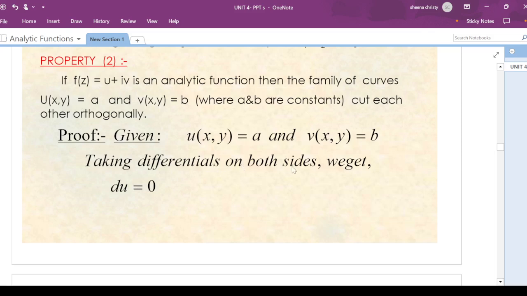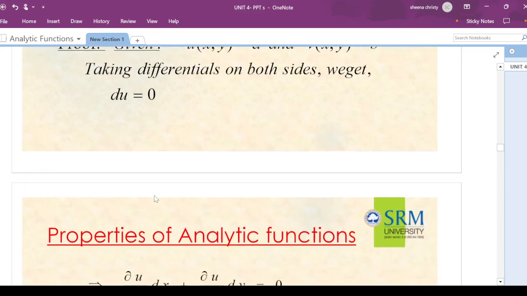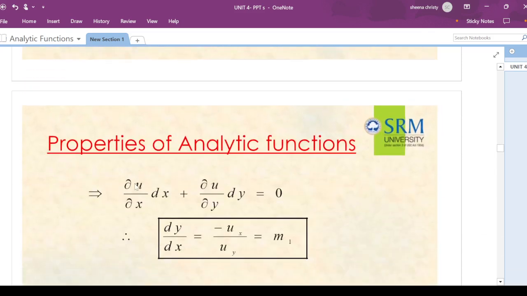Taking the differentials on both sides, we get du equal to 0. Differentiating u with respect to x and y, since the right hand side is constant, you are going to have 0. So by using the total derivative formula, you will get ∂u/∂x into dx plus ∂u/∂y into dy equal to 0.